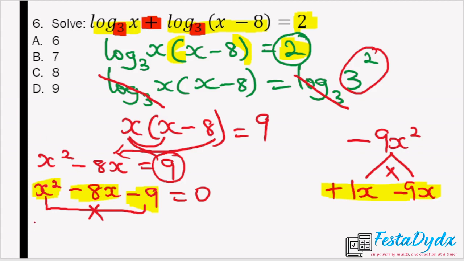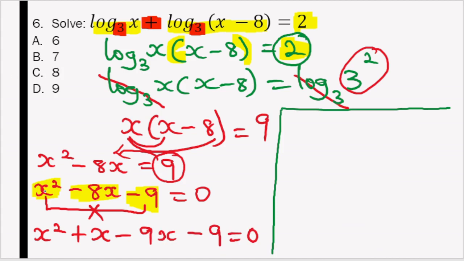So now our equation becomes x squared plus 1x, let's say plus x, minus 9x minus 9 equal to 0. Now I have to pair this in twos. Now, x squared plus x, what do we have in common here? We have x in common. So if I bring that out, I'll be left with x plus 1.